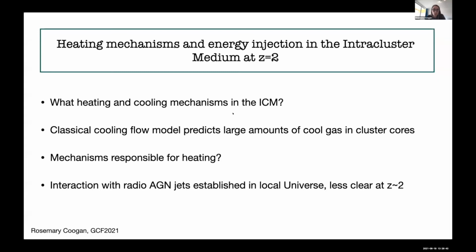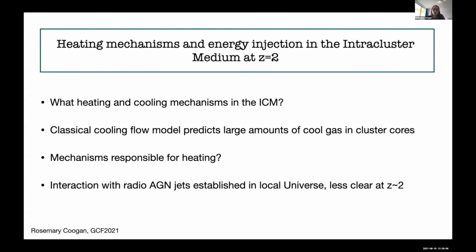So I think we've already had a very nice introduction into the general interest and importance of understanding the heating of the ICM. It's a very active topic. At low redshift we see this very clear interaction between AGN radio jets and the ICM. We see these cavities in the X-ray. And I think that picture is less clear at high redshift, although we're seeing some nice examples of it today.